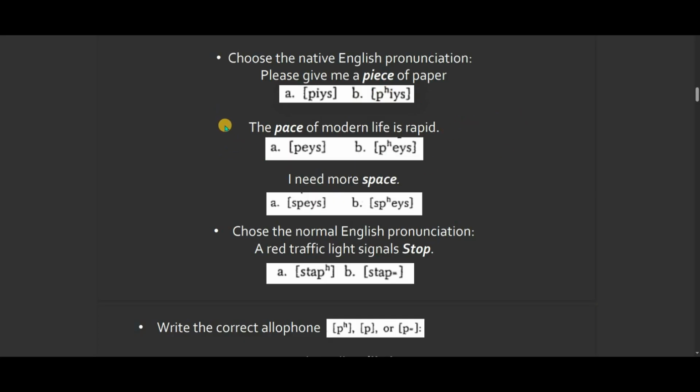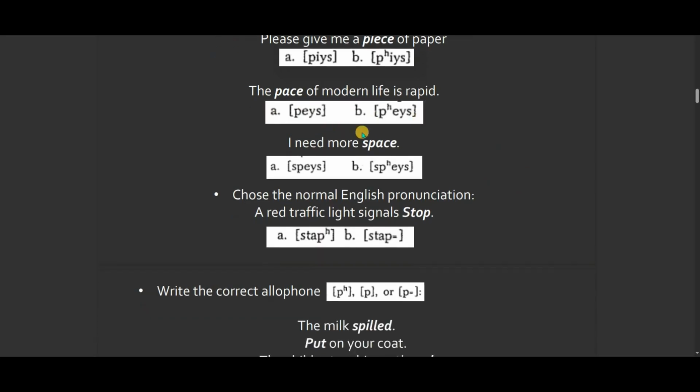Now, the pace of modern life is rapid. Which one do you think it is? A or B? B. I need more space. Will it be aspirated, unaspirated, or unreleased? So in this case, P follows the S, and it is in middle position. So it is unaspirated. Okay, so it will be space.